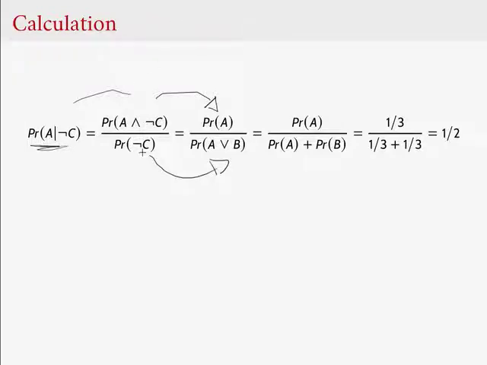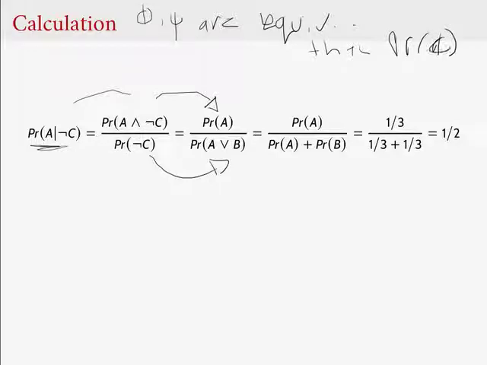So let's start with the bottom. One rule of probability, which we covered last week, is that if two sentences are logically equivalent, then they have the same probability. So if phi and psi are equivalent, if any two sentences are equivalent, then the probability of one, you'll have to excuse this writing, I'll do better.